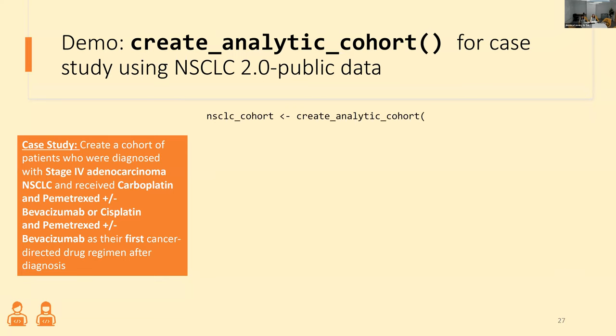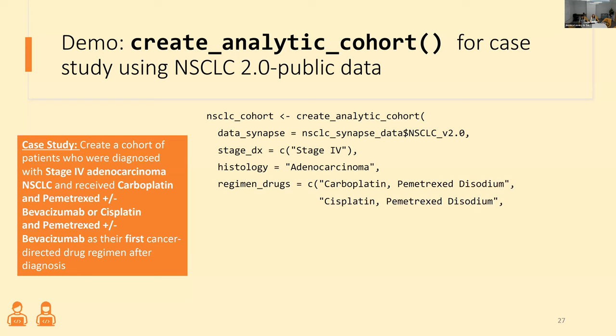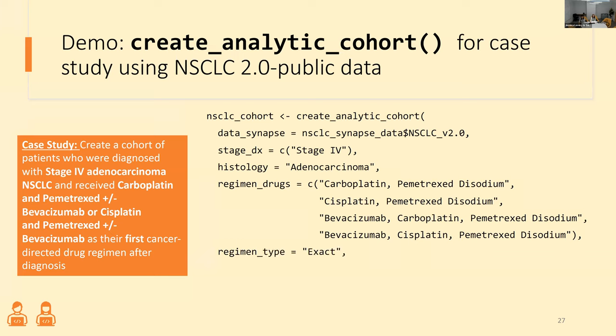So to build this cohort, we're going to call the object NSCLC cohort, and we'll call the create analytic cohort function. We'll first specify data synapse. So this is the list object that was returned from pull data synapse. So it's NSCLC synapse data, and we'll indicate that we want the NSCLC version 2.0 dataset for datasets. We'll specify stage of diagnosis is stage 4, histology adenocarcinoma. We're interested in 4 different drug regimens, and we want those exact drug regimens. We don't want any other drugs given with those drugs. We want the first regimen. We want this regimen to be the first regimen that the patient received for their cancer diagnosis. And we will return the summary tables. So we'll pause here to give you a minute to run this code, and then we'll go through what the output looks like.